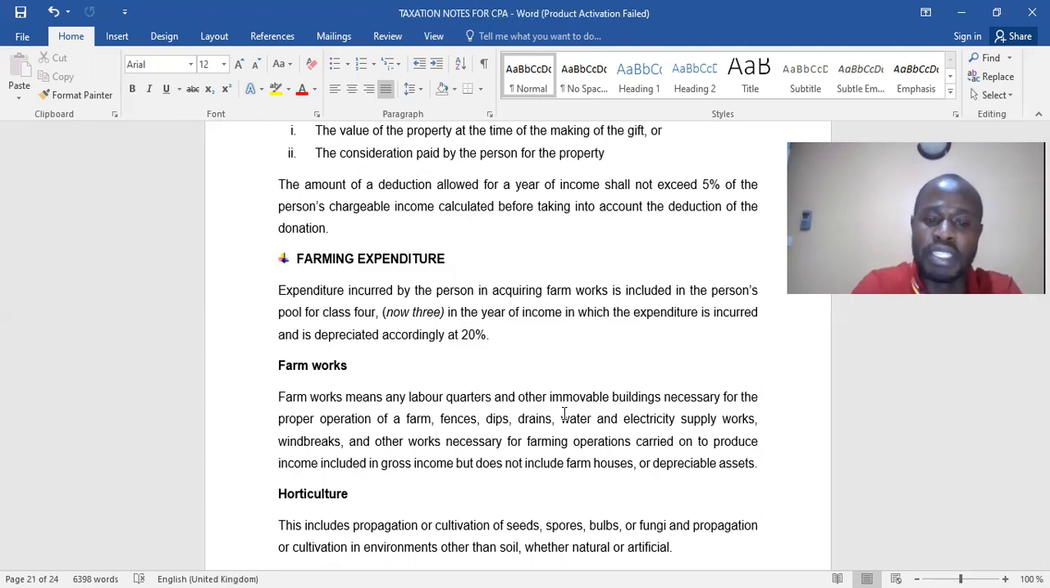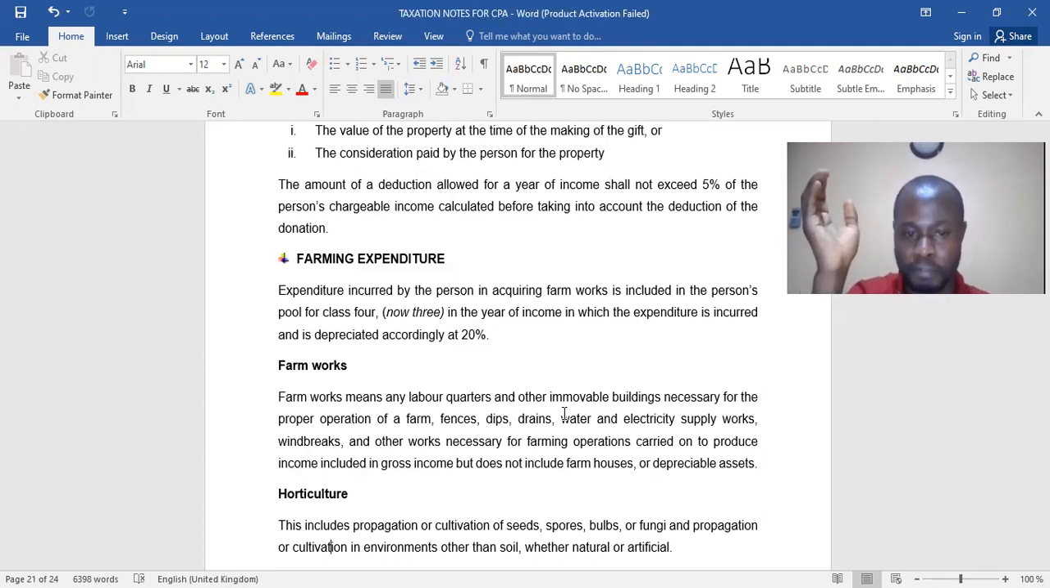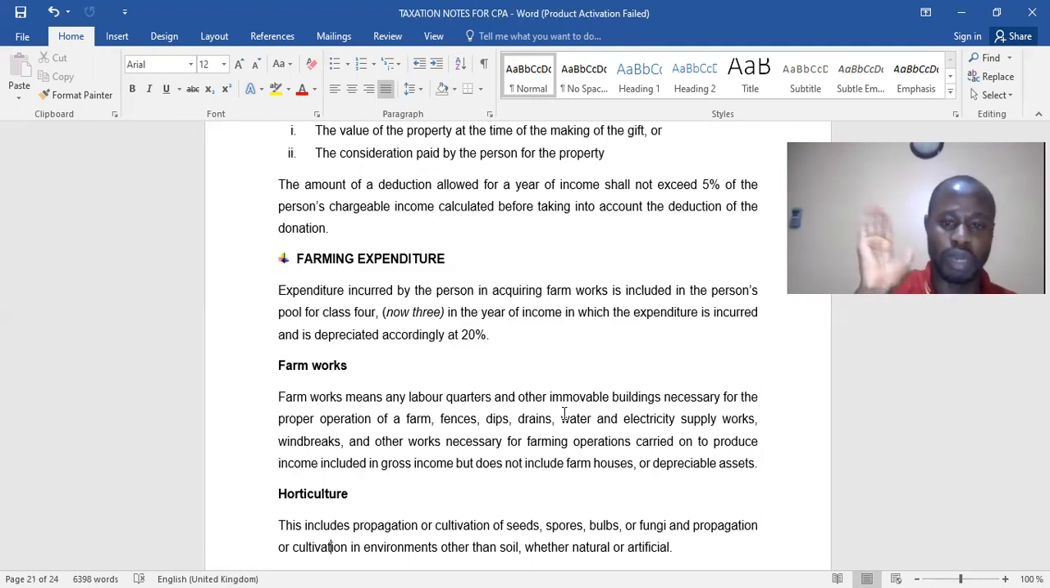Yes, I was saying that farm works means any labor quarters and other immovable buildings necessary for the proper operation of a farm, fences, dips, drains, water and electricity supply works, windbreaks and other works necessary for farming operations, carried on to produce income included in gross income, but does not include farmhouses or depreciable assets. That is basically the definition of farm works. So when you have labor quarters, which class will that be? Class 4, taxed at 20%. Because expenditure incurred by the person in acquiring farm works is included in the person's pool of assets taxed at 20%. So the 20% pool is where farm works fall.